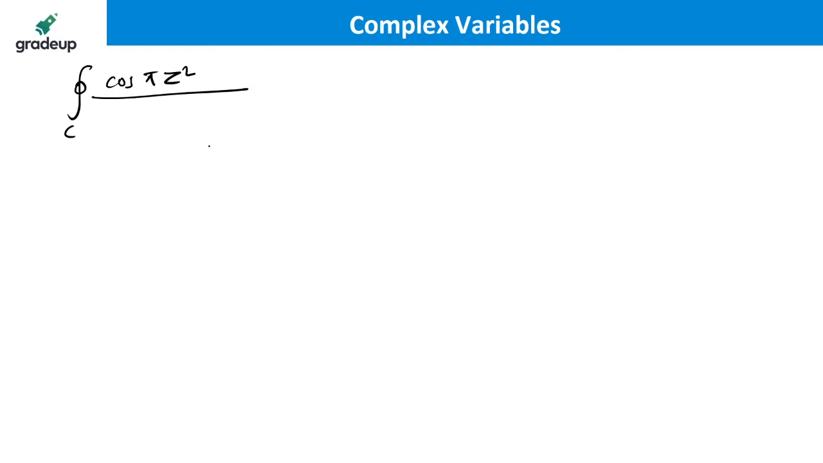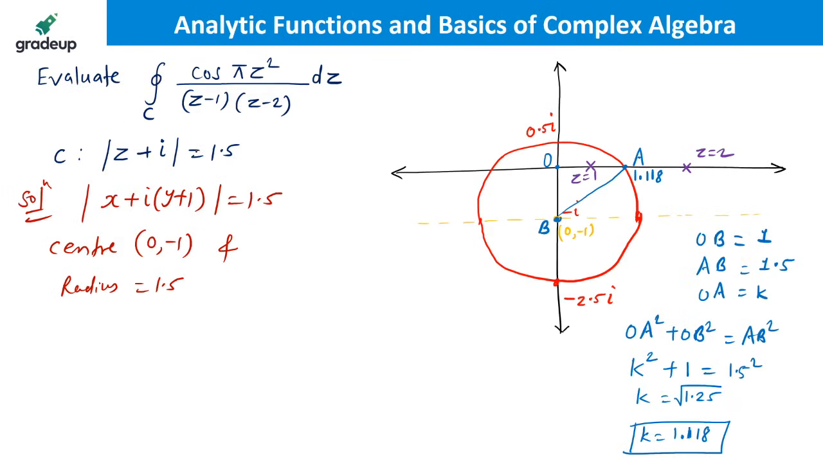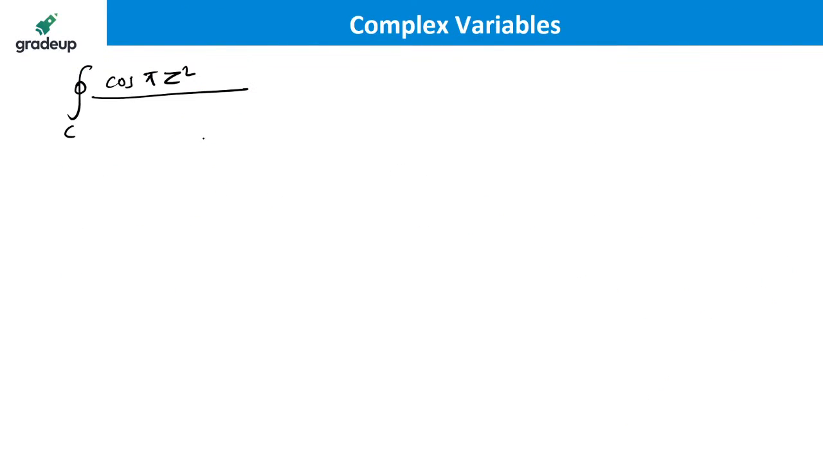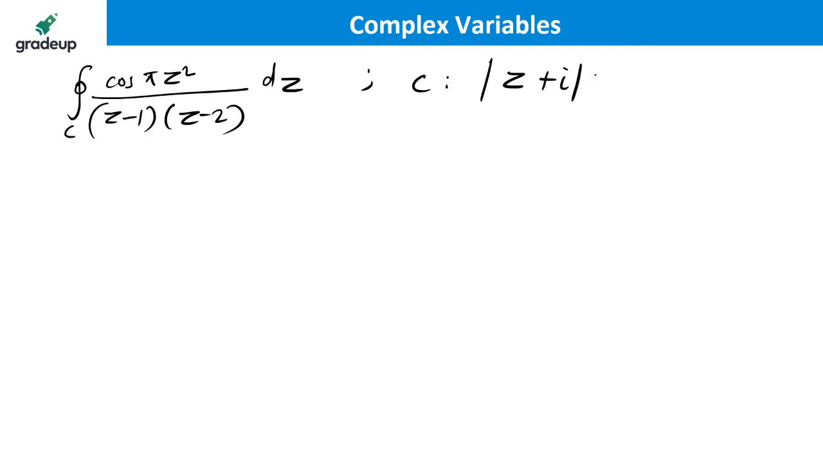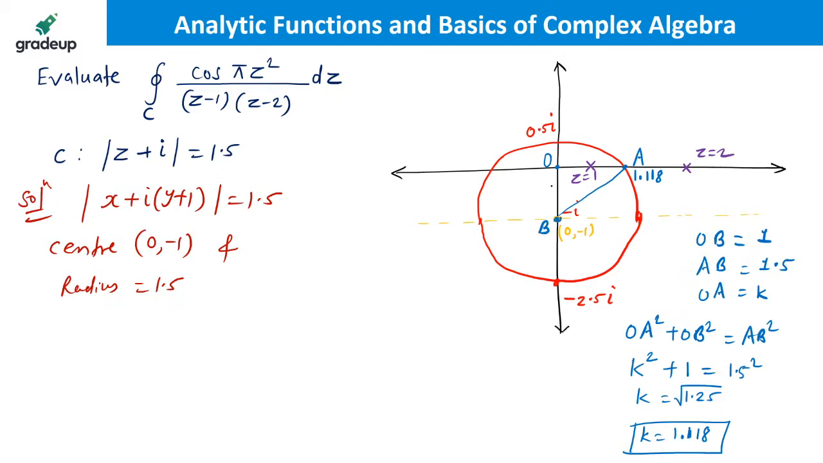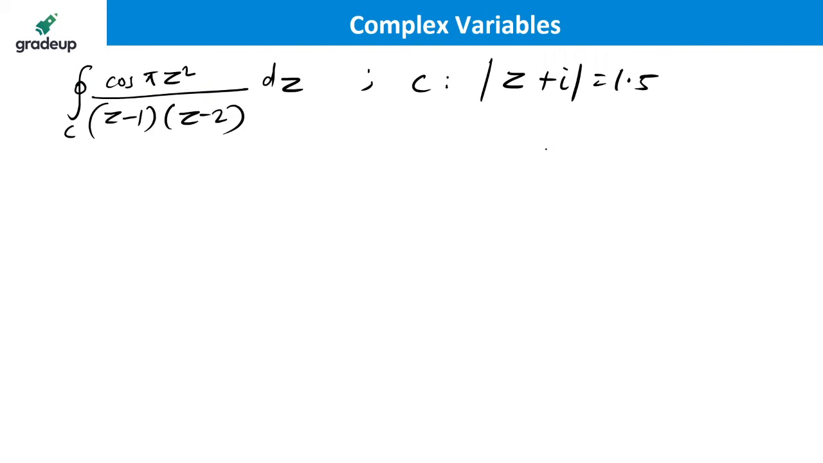Cos pi z square upon z minus 1 z minus 2 dz. C is a circle, mod of z plus I equal to 1.5. Yes, very good question it is.